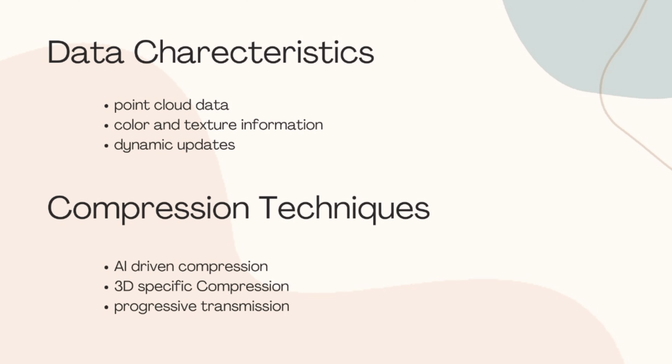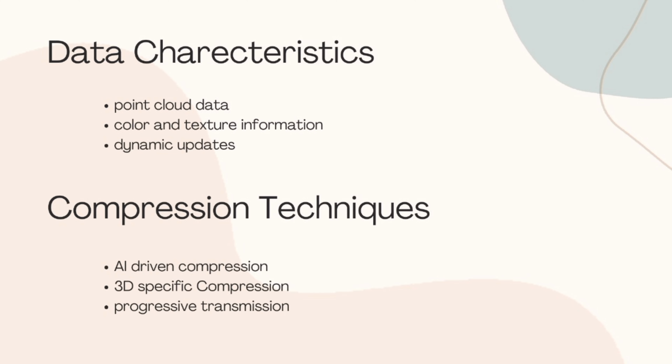Traditional compression techniques for 2D images like JPEG or H264 are inadequate for holography, which requires specialized 3D algorithms tailored to the unique nature of point clouds and holographic images. Now let us look at the different types of 3D specific algorithms.